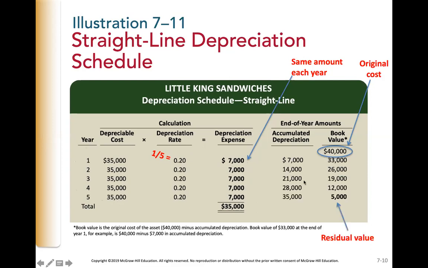Our accumulated depreciation increases and our book value decreases. So in year 2, our accumulated depreciation is equal to $14,000. Our prior year accumulated depreciation plus the current year depreciation expense gives me $14,000. Our cost of $40,000 minus our accumulated depreciation gives me a book value of $26,000. Continue this down and notice in the 5th year, our accumulated depreciation is equal to $35,000. Our cost of $40,000 minus our $35,000 accumulated gives us a book value of $5,000.